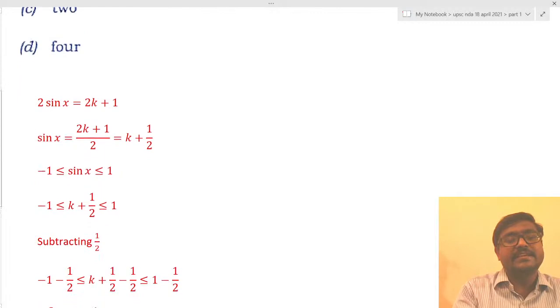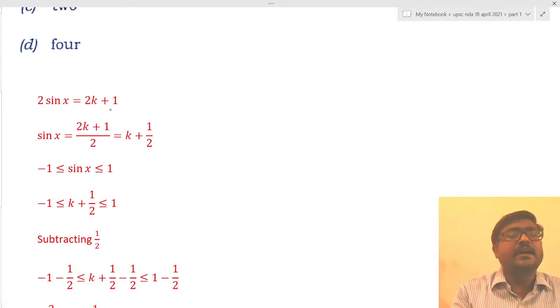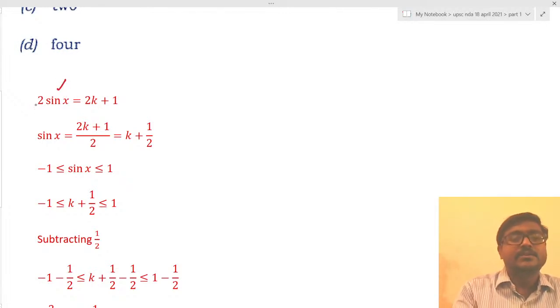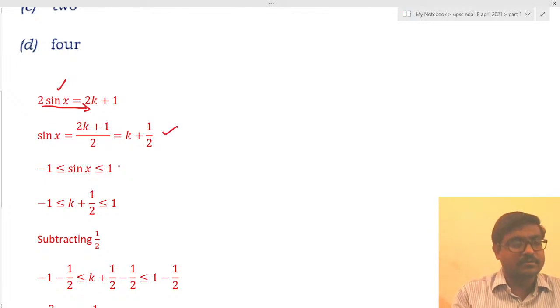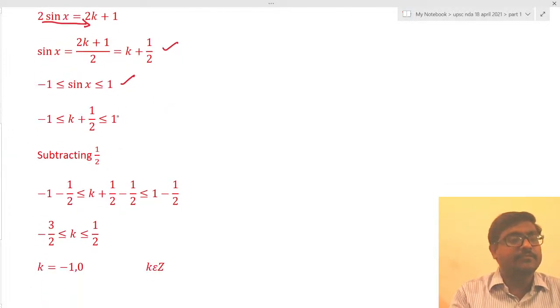Now we will solve it. 2 sin x equal to 2k plus 1. Now I am just putting it in the inequality format. How? Sin x, we know that its value is always between minus 1 to plus 1. So to bring sin x, I bring this to the right hand side. So it becomes 2k plus 1 by 2. When I split that term, it becomes 2k by 2, k, and 1 by 2. So k plus half. So sin x is equal to k plus half. Now sin x, we know, is between minus 1 to plus 1 always. So instead of sin x, I am substituting k plus half. It should be between minus 1 to plus 1. And also k should be an integer. Based on that, we can find the number of k values.